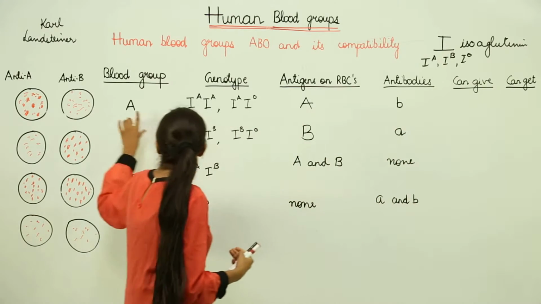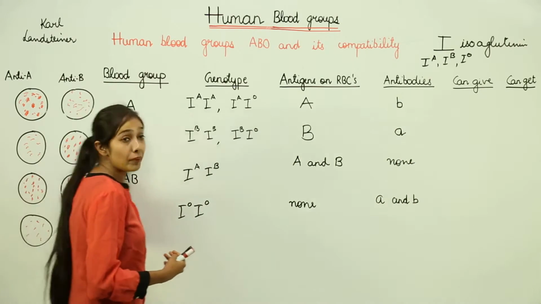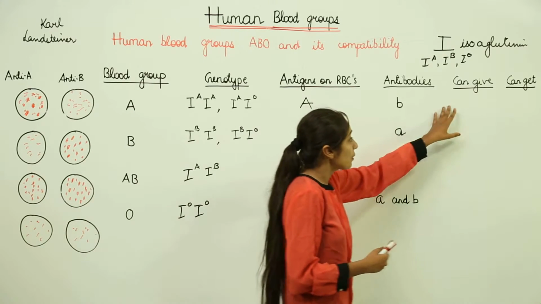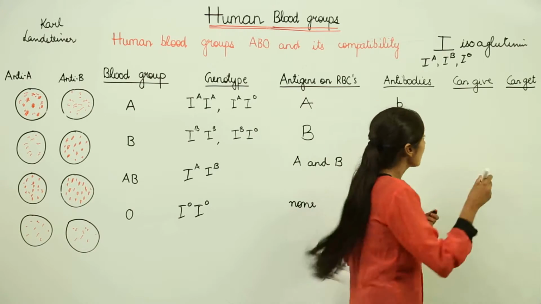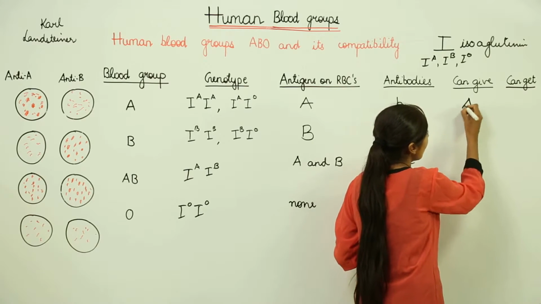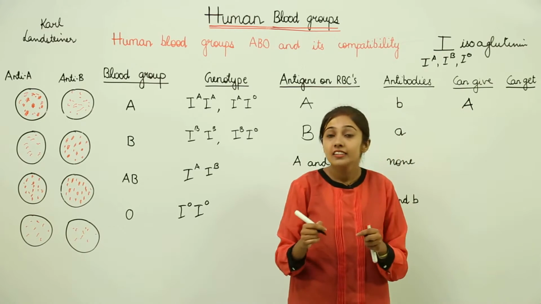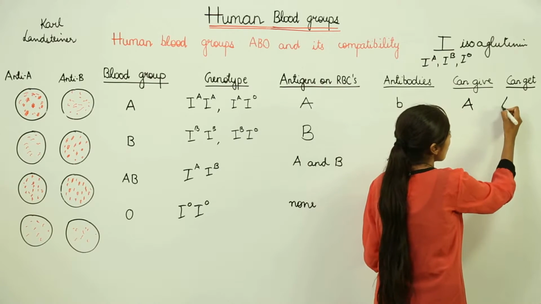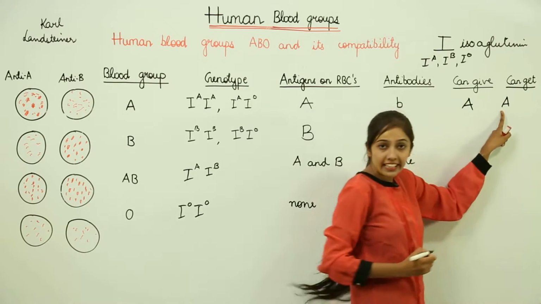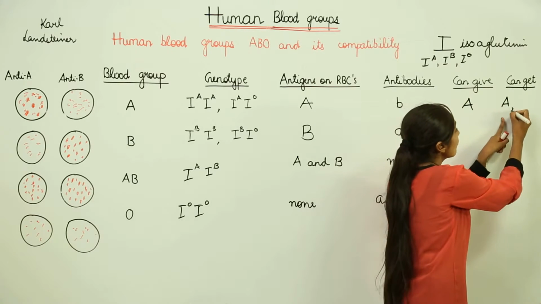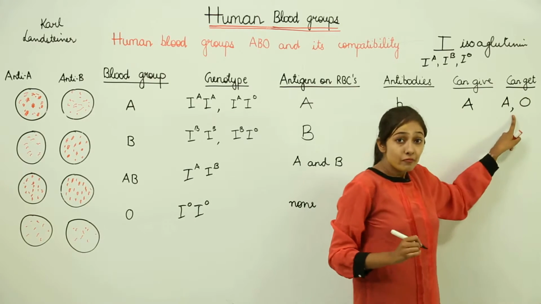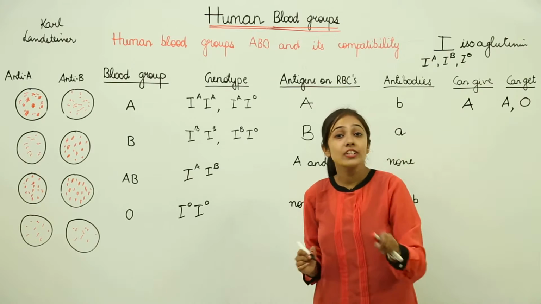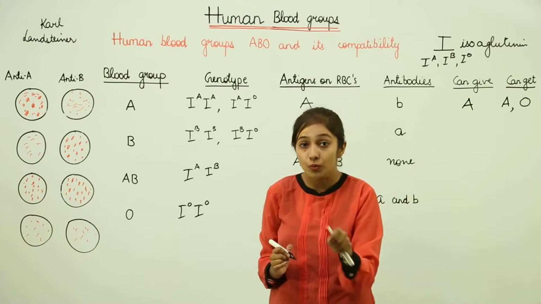See, the person having blood group A can give blood to a person having blood group A, and can get blood from what? From A, definitely, right? And then from blood group O also. Why? Because O is actually a universal donor.